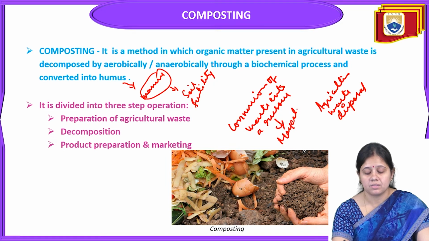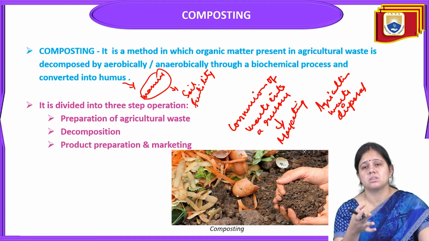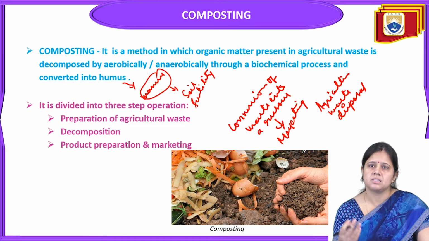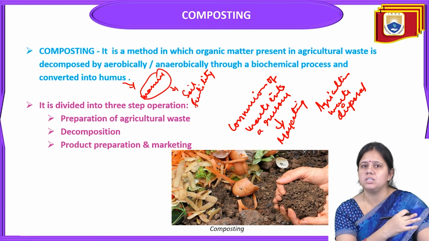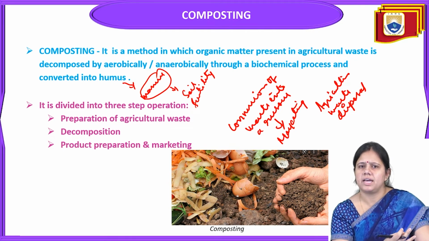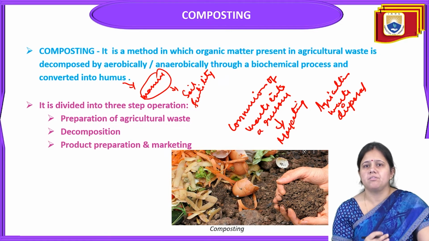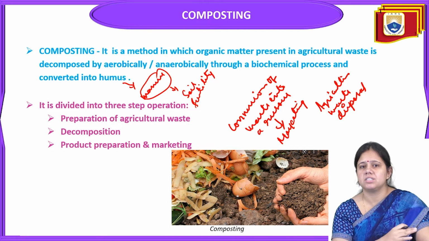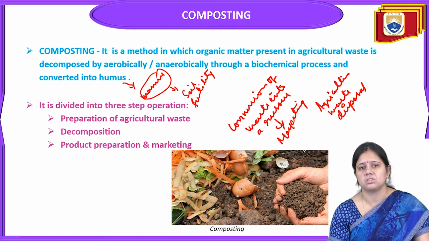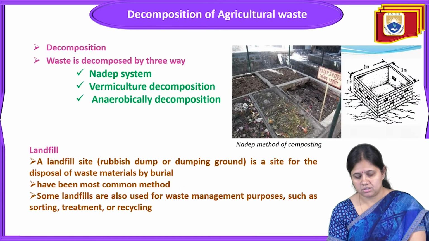Marketing is there because nowadays people are much more aware of pesticides and the chemicals present in them. So they are now focusing more toward organic agriculture and organic manure. So the marketing is also good, and we will get money from this agriculture waste. This agriculture waste is not a waste, it is a useful resource. If we use it in a proper manner, we will get benefit from it.